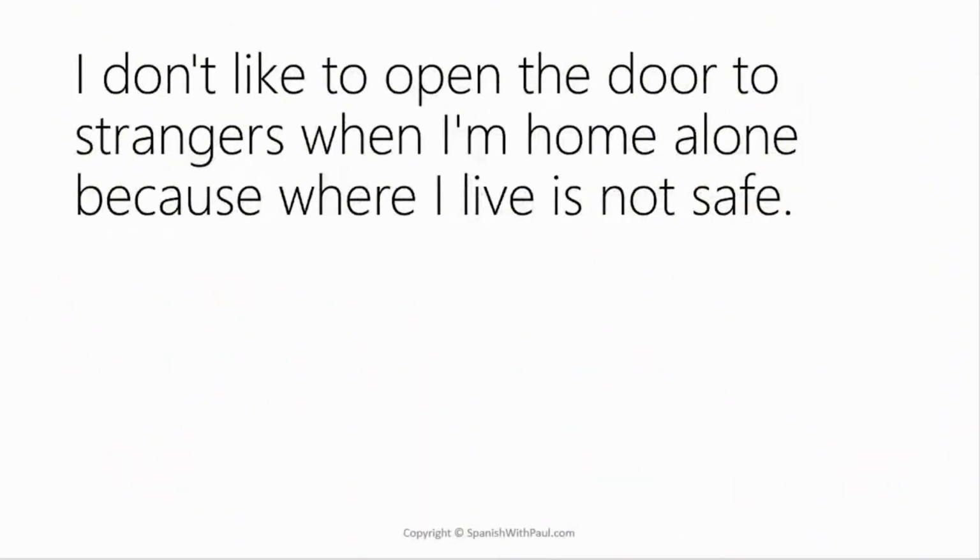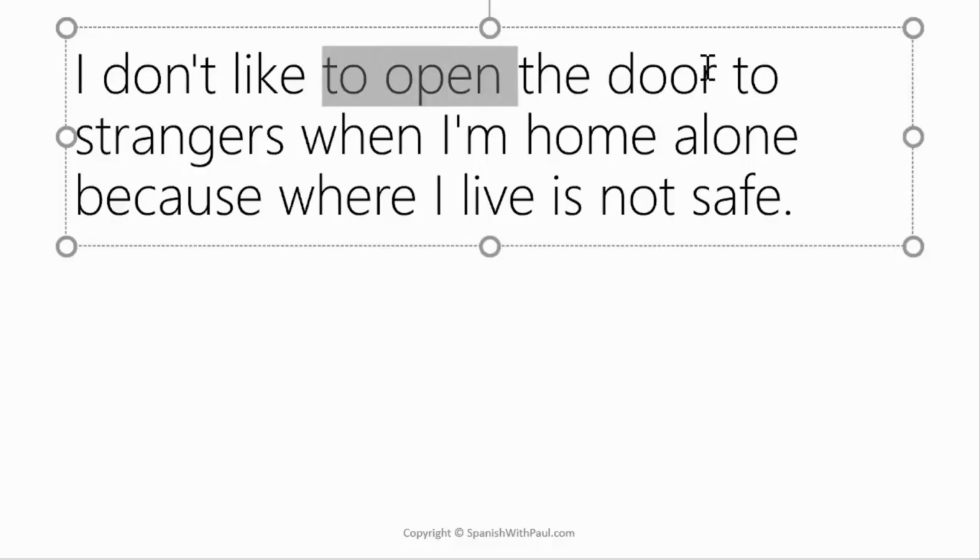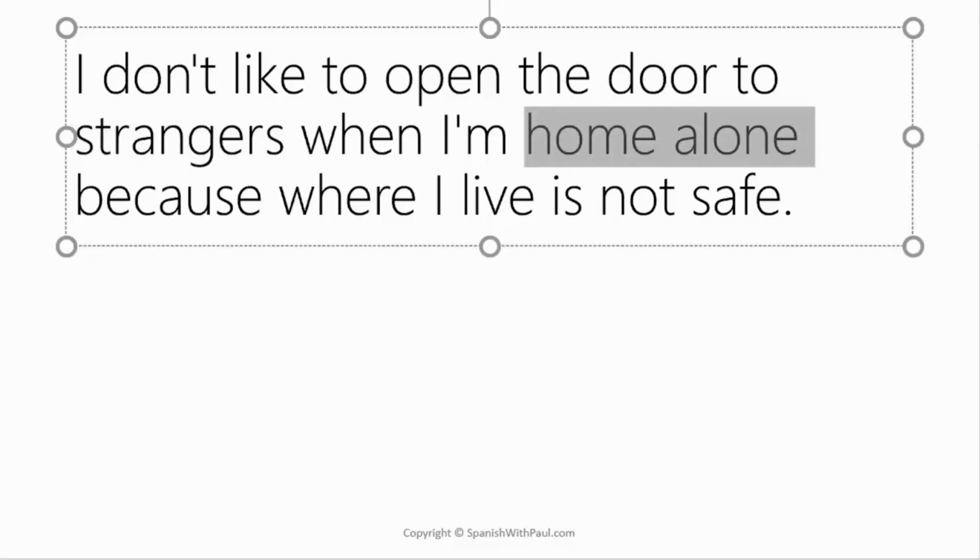Here's another sentence for you to try. I don't like to open the door to strangers when I'm home alone because where I live is not safe. Right, so vocabulary. We need the verb to open and we need the noun for door. We also need the noun for strangers and how to say home alone, plus the word for safe, and also the verb to live. So quite a lot of vocabulary is required for this one.